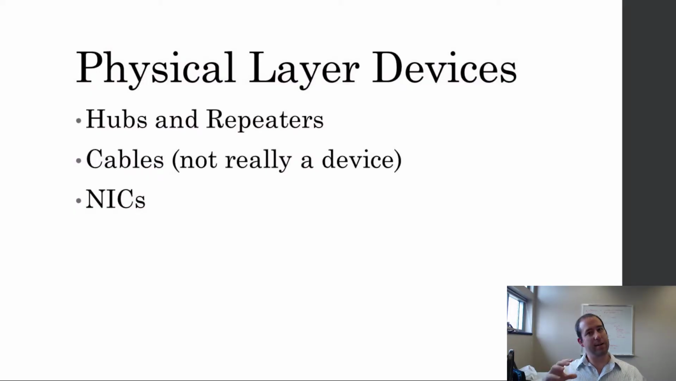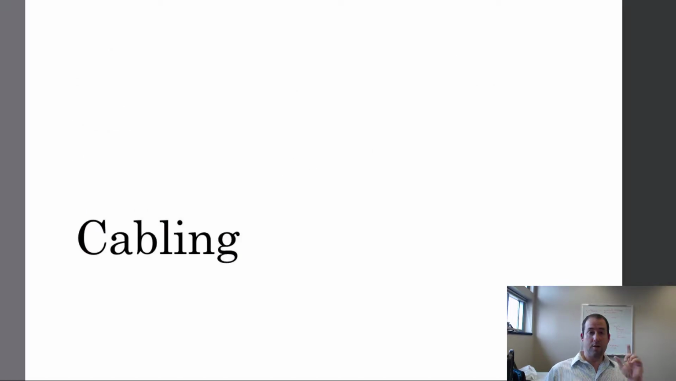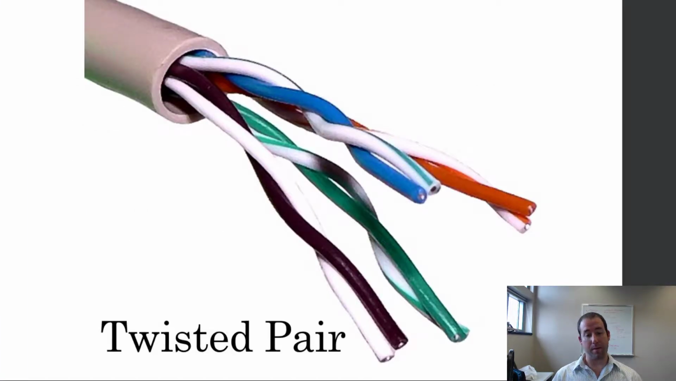Cables, they're not really physical layer devices. They're not really devices, but we'll call them that anyway. They fit on the physical layer. They operate on the physical layer. They are the way that the physical layer works. And then network interface cards are also physical layer devices. These are the way that your computer is connected to the network and the way that your computer transmits information on the network. So first thing, let's talk about cabling.